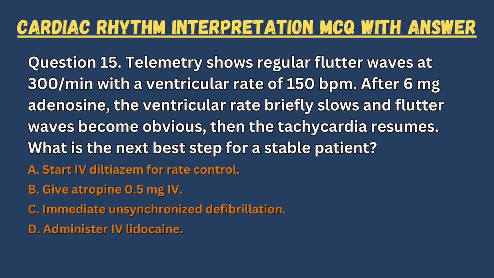Question 15. Telemetry shows regular flutter waves at 300 per minute with a ventricular rate of 150 BPM. After 6 milligrams of adenosine, the ventricular rate briefly slows and flutter waves become obvious. Then the tachycardia resumes. What is the next best step for a stable patient? A. Start IV diltiazem for rate control. B. Give atropine 0.5 milligrams IV. C. Immediate unsynchronized defibrillation. D. Administer IV lidocaine.